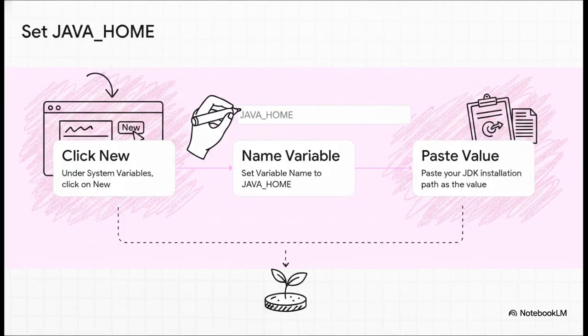This opens up the exact settings menu we need to configure our setup. We're going to be looking under the System Variables section here. First, click on New to create a variable. For the variable name, type exactly this, JAVA_HOME, all in capital letters. Then, for the variable value, you're just going to paste the exact file path where your JDK was just installed.